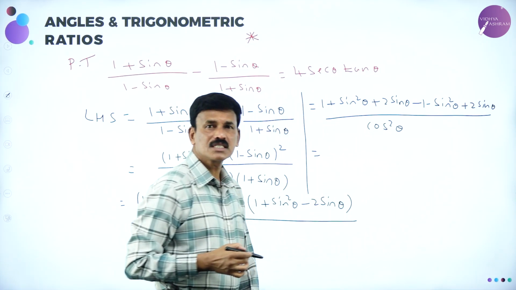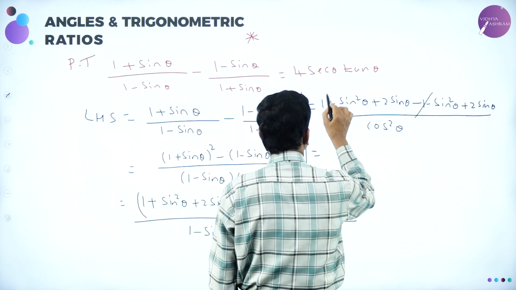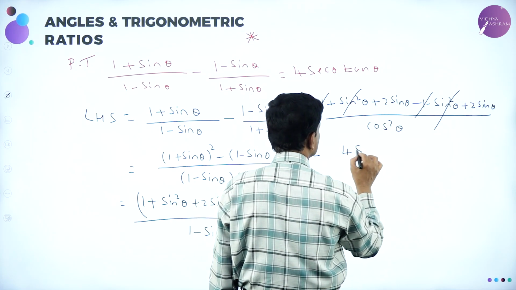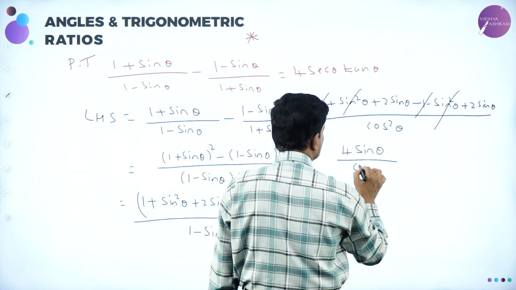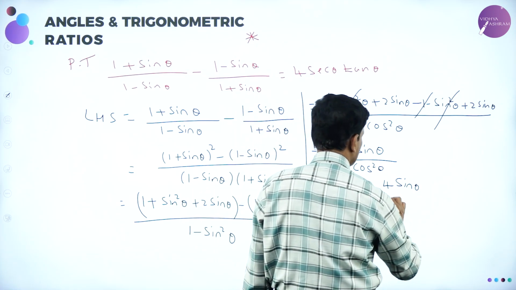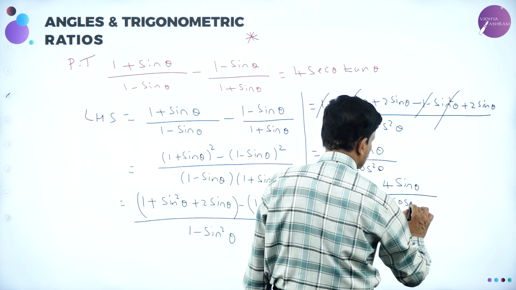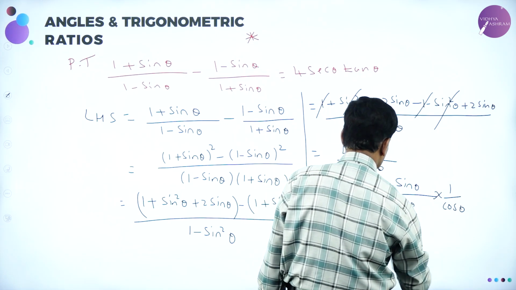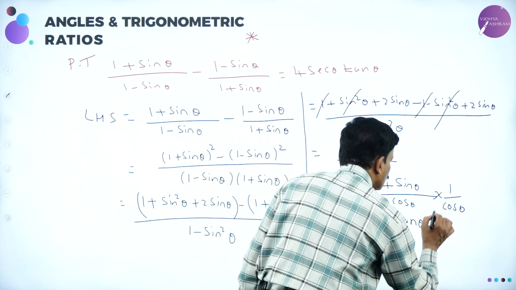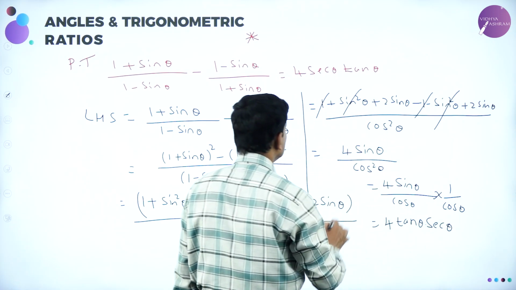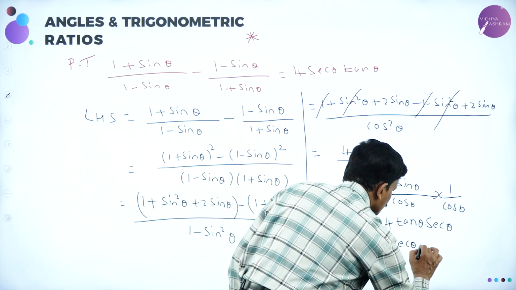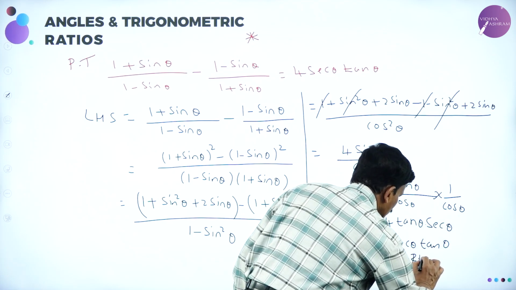Now cancel the terms which get cancelled. So minus 1 plus 1 gets cancelled, minus sin square plus sin square gets cancelled. What is left? 2 sin theta plus 2 sin theta is 4 sin theta divided by cos square theta. Now term by term division: 4 sin theta divided by cos square can be written as cos theta into 1 by cos theta. Now this is 4 into, what is sin by cos? Sin by cos is tan theta, into 1 by cos theta, which is nothing but secant theta. So this can be put in the form 4 into, write secant theta first, 4 secant theta into tan theta, which is the required RHS.